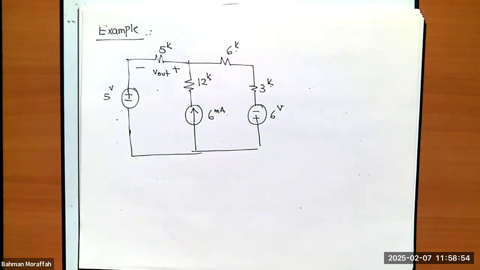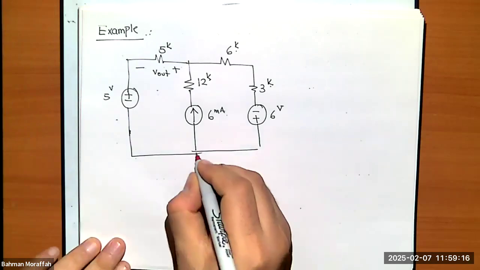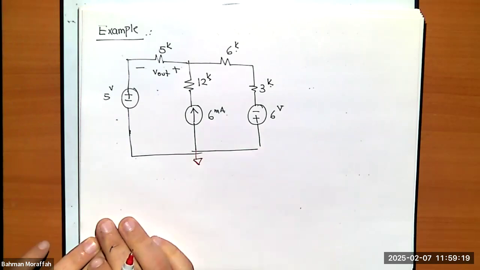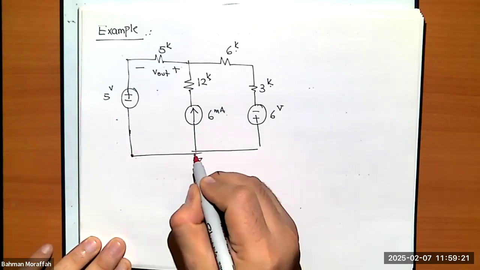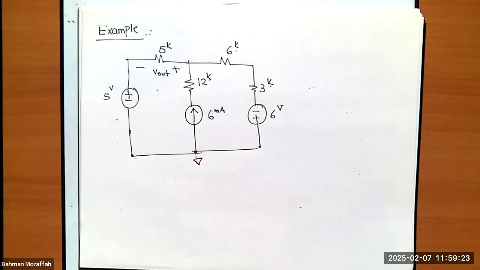What method do you want me to use? Not a trick question. You can just tell me whichever method you want me to solve this. Which one? Nodal? Let's do nodal. What is the first step? Just choose a reference. I'm going to choose this one down here as my reference. So what it means is that voltage here is the same as voltage here, is the same as voltage here, and they're all zero.